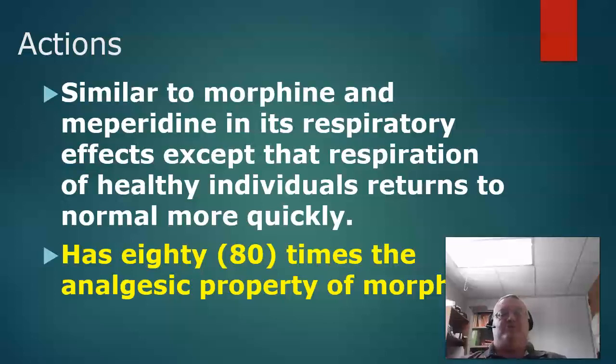healthy individuals, they return to normal more quickly. So if you're on fentanyl, again, they're going to recover from it a lot faster. But it has 80 times the analgesic properties of morphine. So again, if you're going to give something for pain, instead of morphine, micrograms of fentanyl work great.